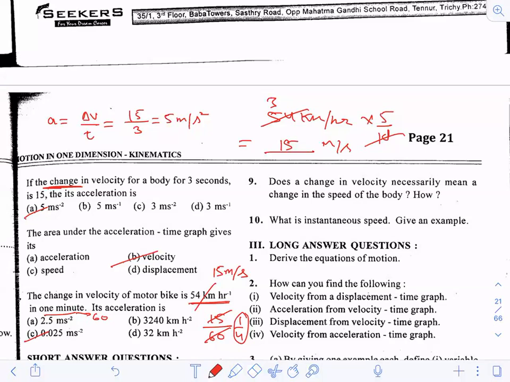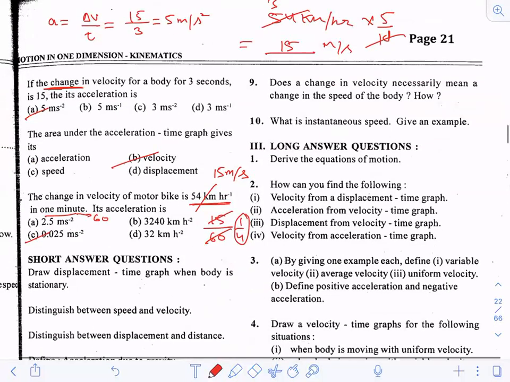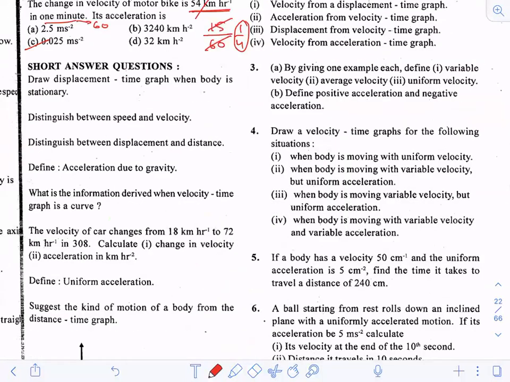So these are the short answers. I guess you can do it. Distinguish between speed and velocity. Distinguish between displacement and distance. What is acceleration due to gravity? All these things you can do. The velocity of the car changes from 18 to 72 in this time, then calculate the change in velocity and acceleration. These all things you can do.